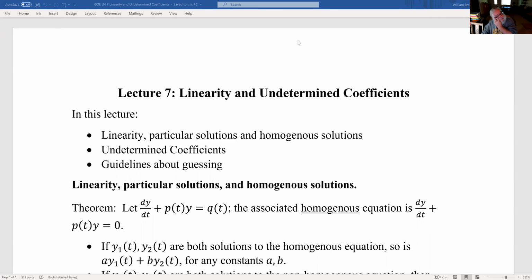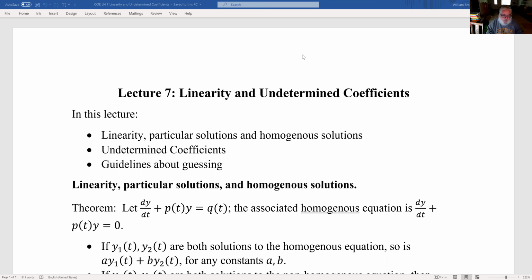Okay, linearity and undetermined coefficients. So we'll introduce what linearity is, particular solutions and homogeneous solutions. We talked a little bit about that in the integrating factors thing, but we didn't call it by that. And then we'll talk about undetermined coefficients and guidelines about guessing.